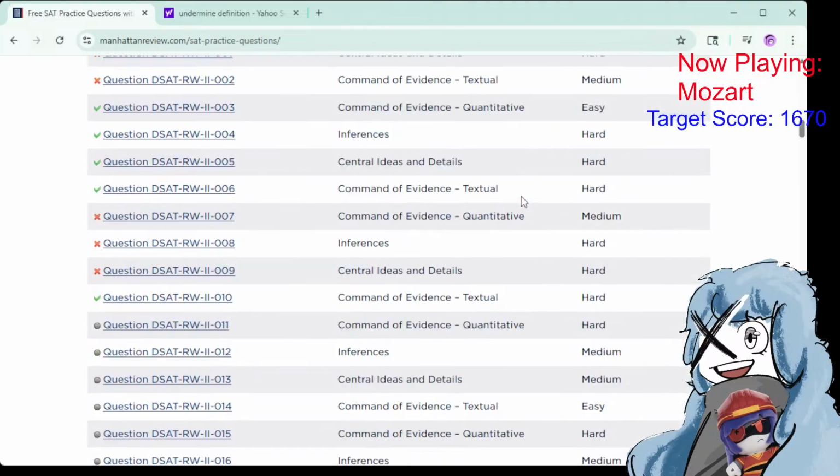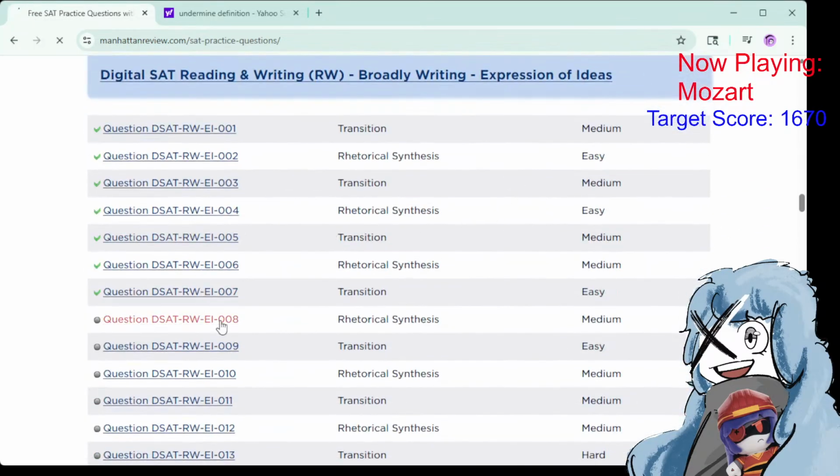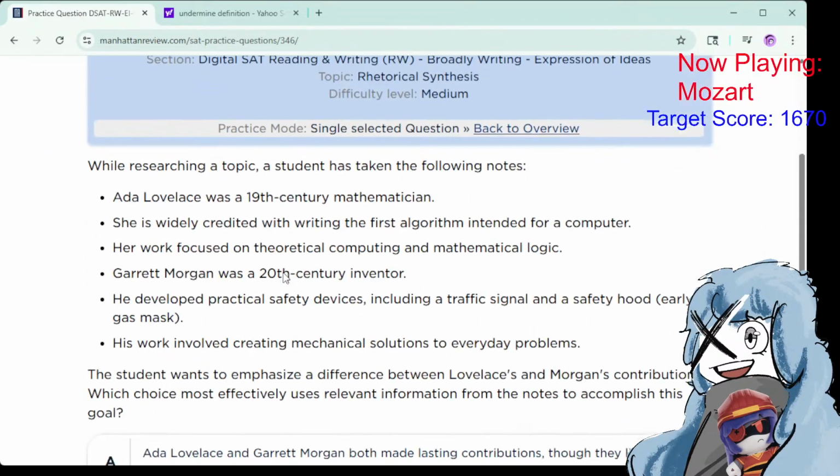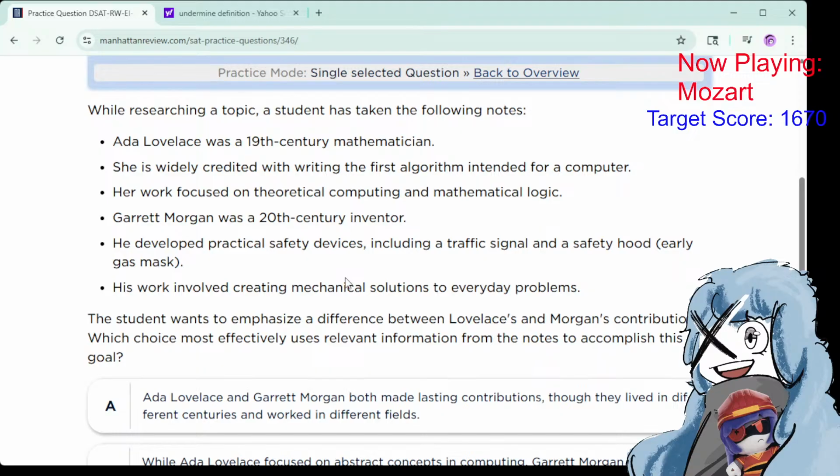Because on the SAT, you have a time limit, you need to be fast. Number 8. The student wants to emphasize a difference. Highlight difference between Lovelace's and Morgan's contributions. Oh my god, I'm feeling sick.